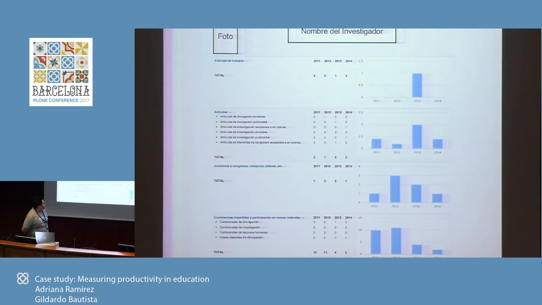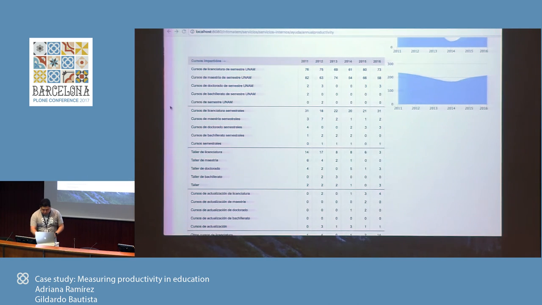We also have individual views, so we can see how the productivity of each person is going through the years. That's number of articles, number of congresses, conferences, or talks given. And so, let me show you a demo.